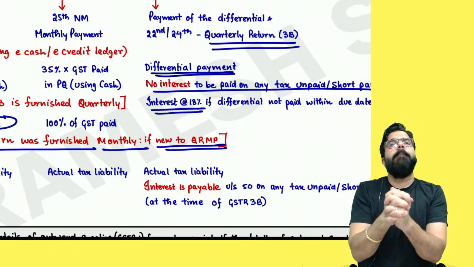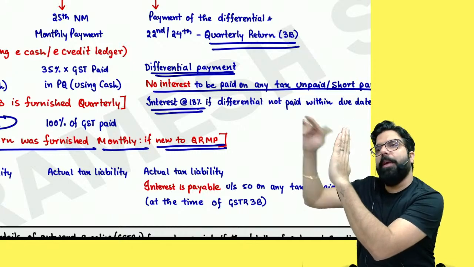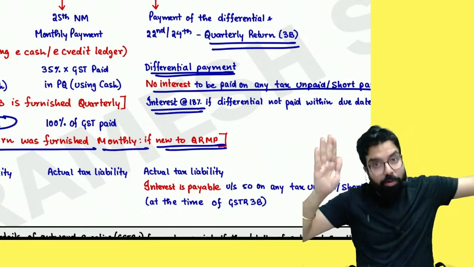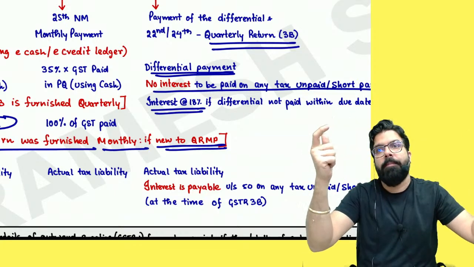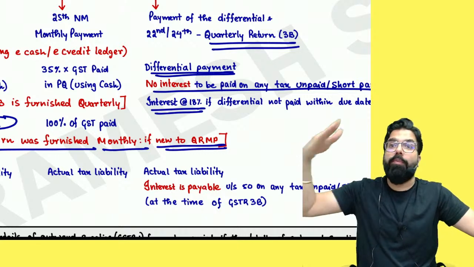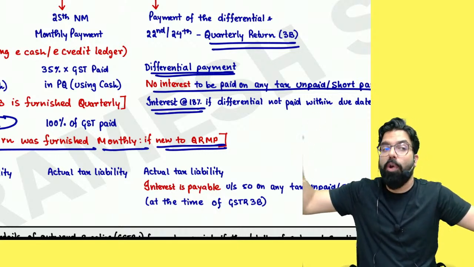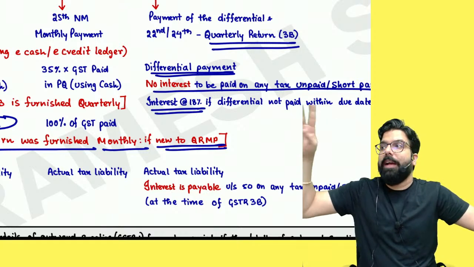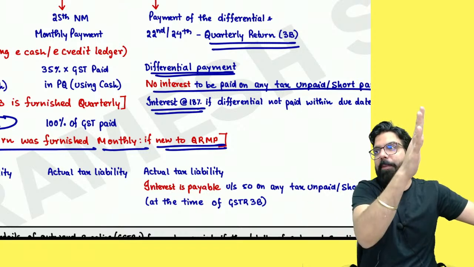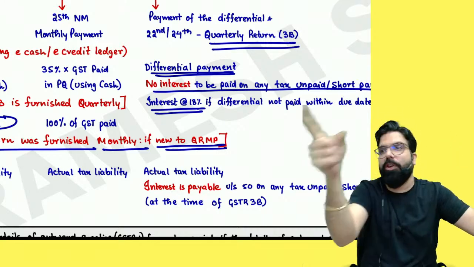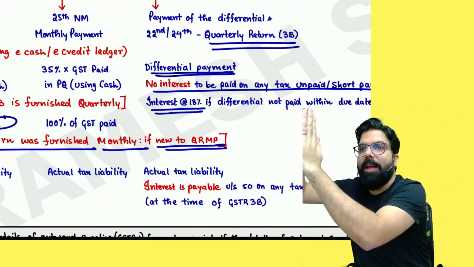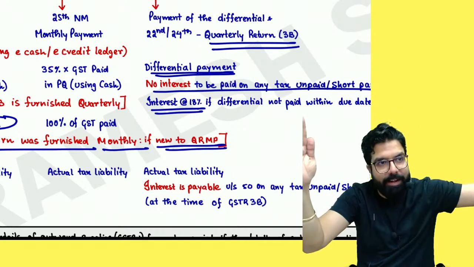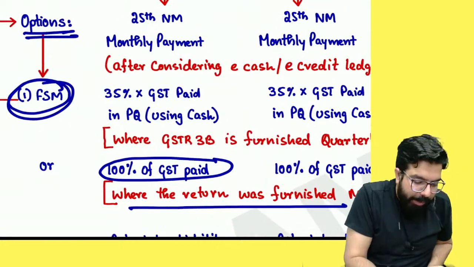Now tell me one thing. I was already under the QRMP scheme, January, February, March, and now also I am under the QRMP scheme. How much should I pay? If I had paid 1 lakh rupees for the whole quarter of January, February and March when I filed the GSTR 3B, they are telling 33.33%, 33.33% and 33.33%. Yes or no, everyone? For the whole quarter, if I had paid 1 lakh, how much should I pay for April? 33, 33 and 33.